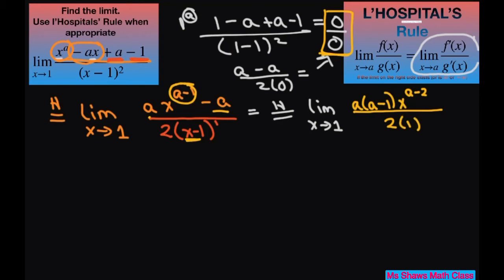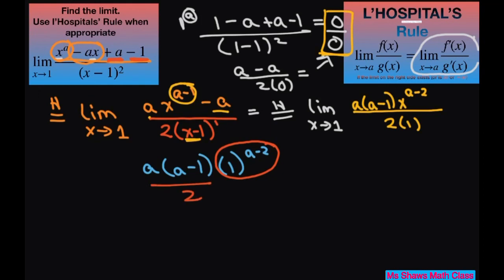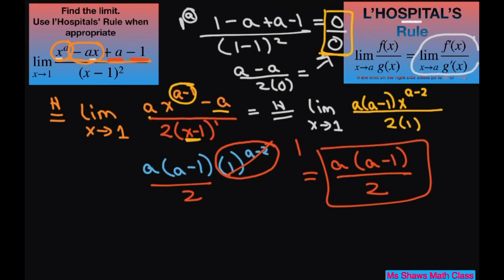All right. When you apply your limit, you're going to get a times a minus 1. And then your x is 1 to the a minus 2 power. Like I said earlier, anything 1 to any power just equals 1. So this is just going to equal 1. So your final answer is going to be a times a minus 1, all divided by 2. And that is your limit as x approaches 1.